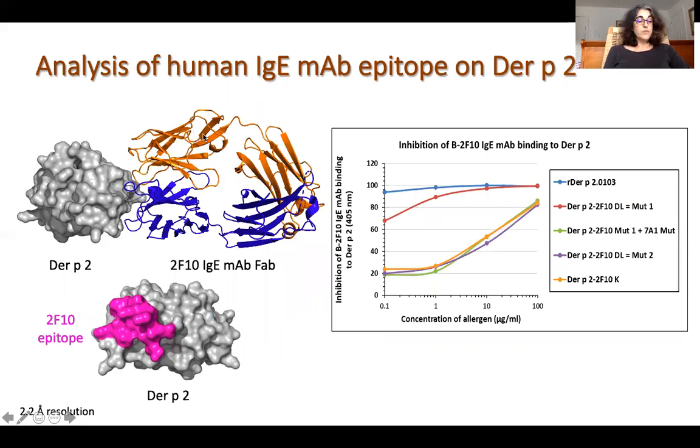The epitope for this IgE antibody 2F10 was further investigated by X-ray crystallography and site-directed mutagenesis analysis. Recombinant 2F10 FAB was expressed in mammalian cells. DERP2-0103 was expressed in Pichia pastoris. The X-ray crystal structure of the allergen in complex with the FAB was determined at 2.2 angstrom resolution by molecular replacement. This unique epitope, shown in purple, interacted with the antibody through hydrophobic interactions and hydrogen bonds.